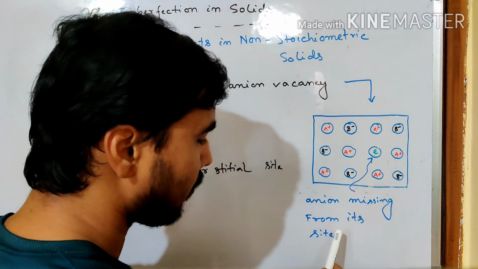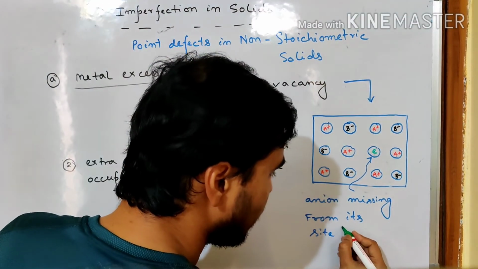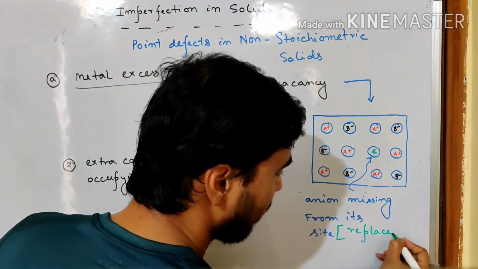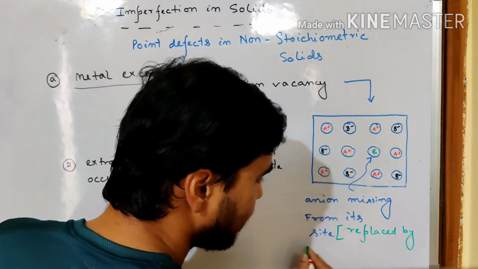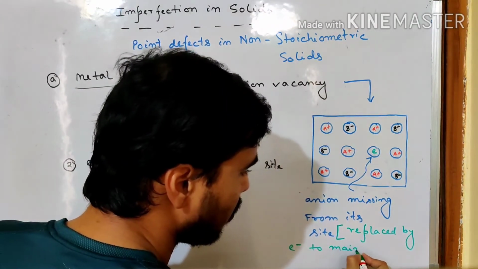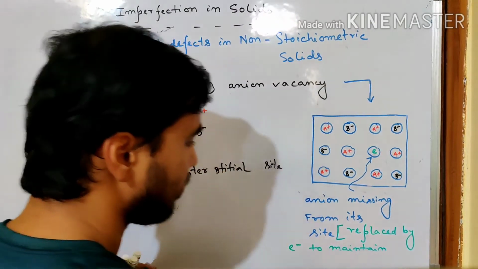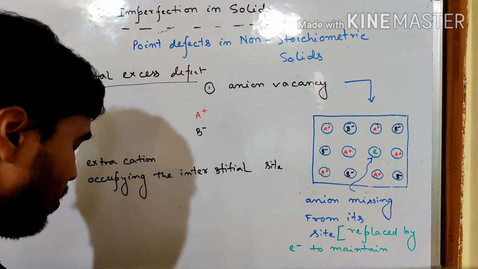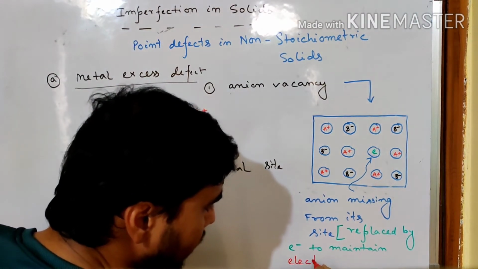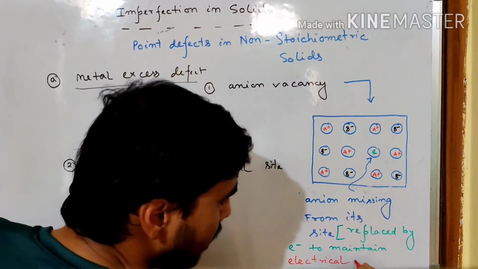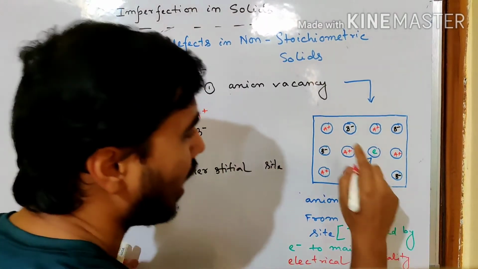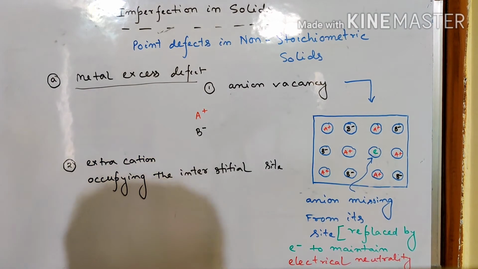So anion missing from its site, here I am just writing, replaced by electron to maintain the very important one, electrical neutrality. Okay, I hope it is very clear and the definition is given.